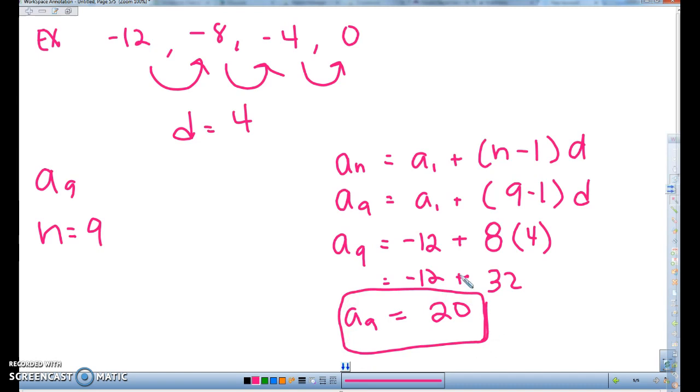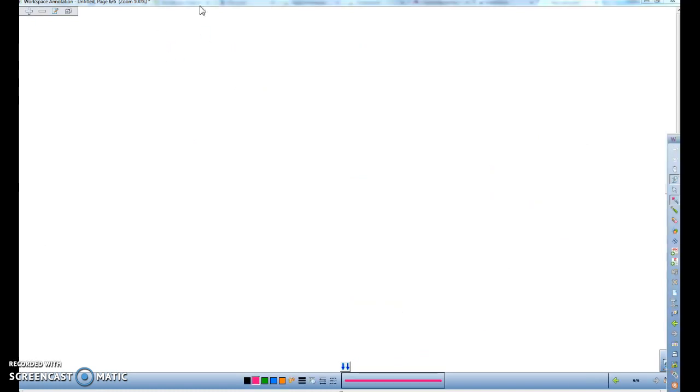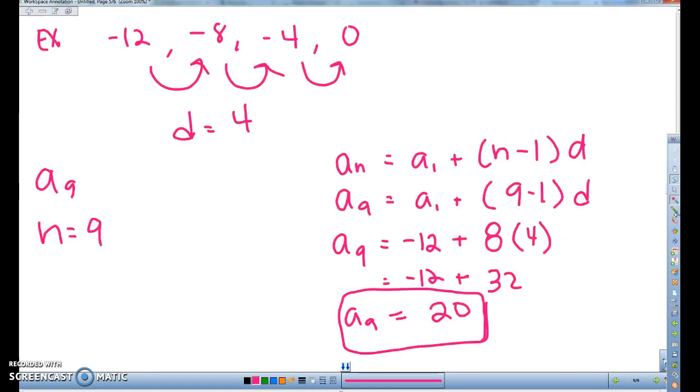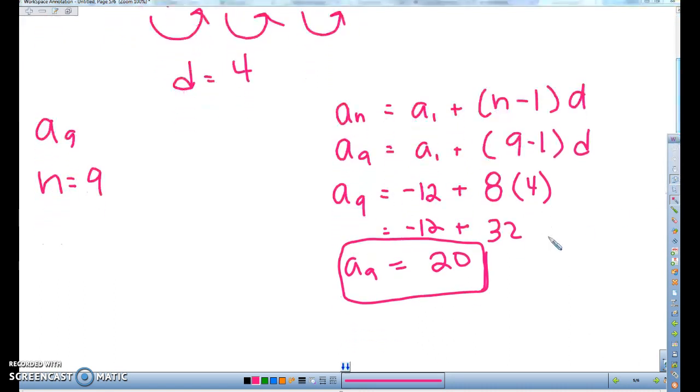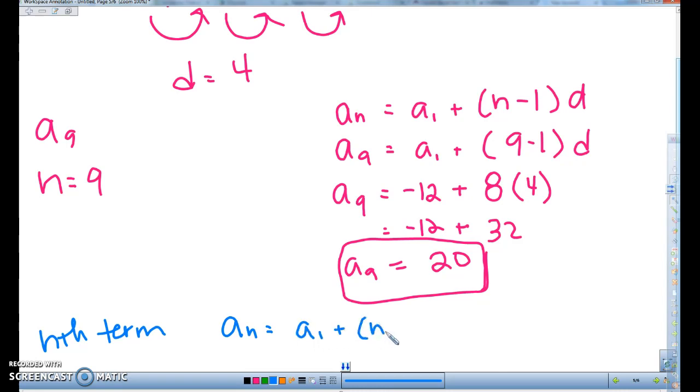There's another way to kind of do this, especially if we don't know what they're going to ask us for. Like, what if we didn't know it was the 9th term they were going to ask us for? Maybe I should just go back and scroll down. So let's say we just want to find what the nth term is. There's still things we can plug in. We can say a sub n is equal to a sub 1 plus n minus 1 times d. That is not going to change. Okay, it's just not.